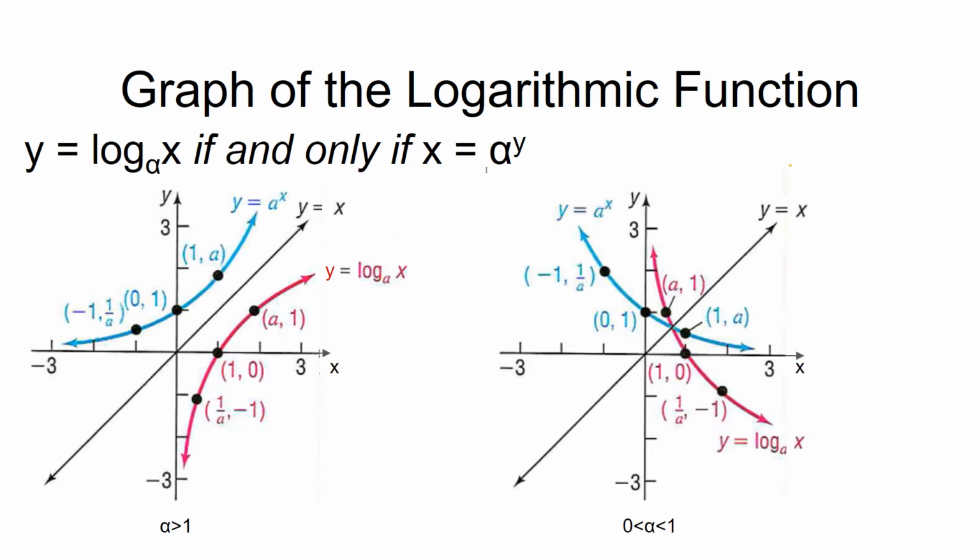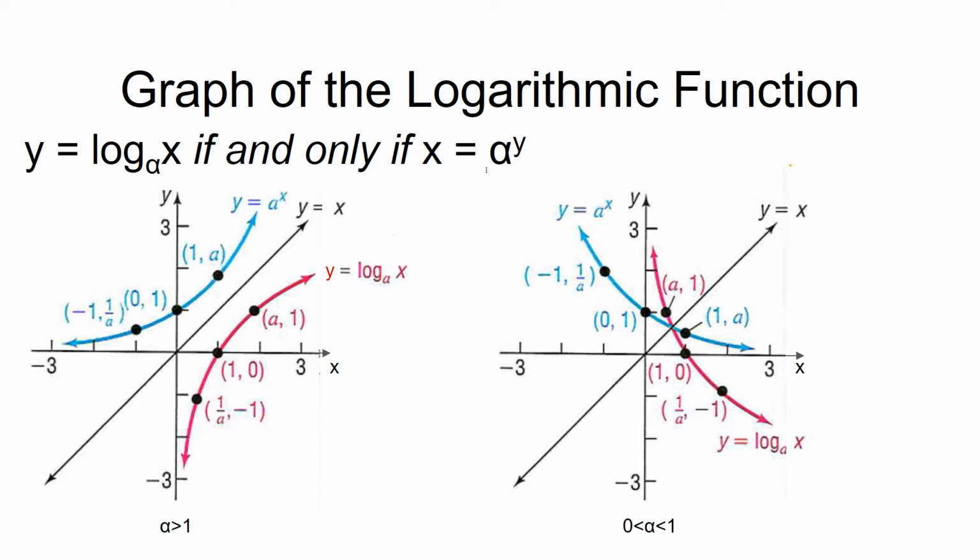Now, the graph on the left is the case where a, the base, is greater than 1. If the base instead is a fraction, say a half or a third, and it's between 0 and 1, the graphs are going to look different. We see the exponential function drawn here in blue on the right, and the logarithmic function drawn in red.